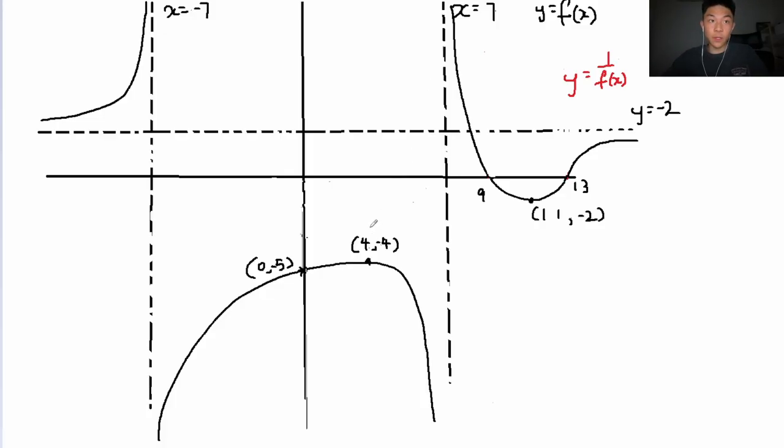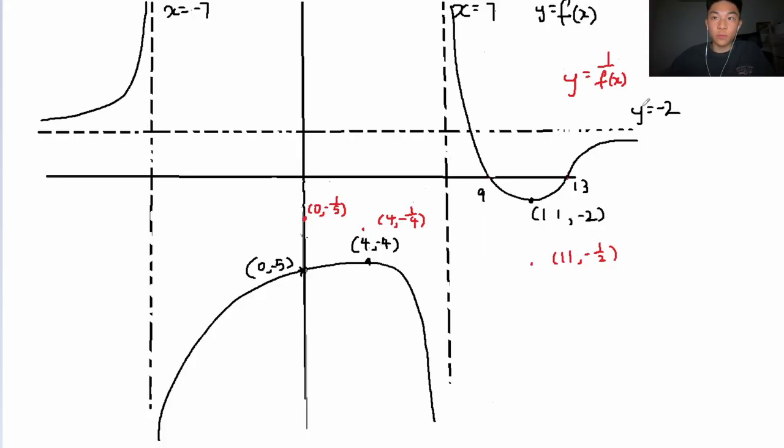All right, so let's look at our final example. So again, let's transform our coordinates first. So 0, negative 5 will get 0, negative 1 over 5. Then my 4, negative 4 will get 4, negative 1 over 4. And then my 11, negative 2 will get 11, negative 1 over 2.